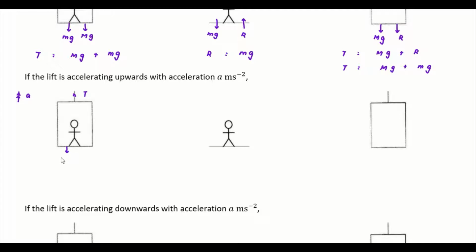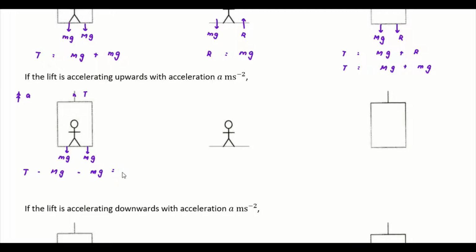Similarly, the forces that act on this system are the tension, then the weight of this person and the weight of this lift. Now, because the lift is accelerating upwards, the net force exists such that the tension here should be larger than the total weight, so that the lift can accelerate upwards. The net force will be equal to the tension minus the weight of the lift minus the weight of the person, and that equals the net force, which equals MA.